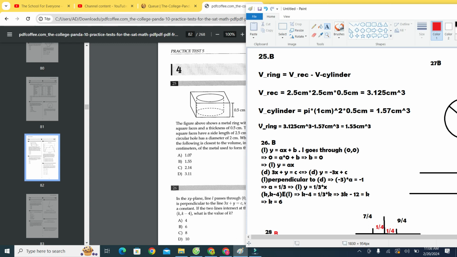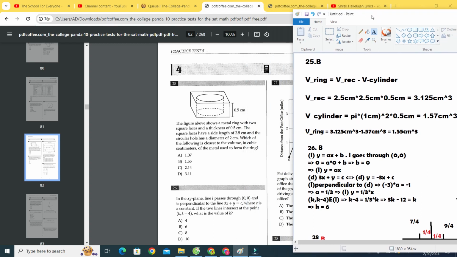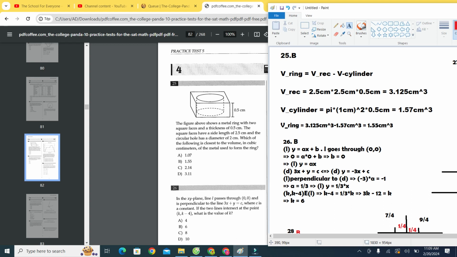To calculate the volume of the ring, we can see that the volume of the ring is actually the volume of the rectangle minus the volume of the cylinder. So we have to calculate the volume of the rectangle first, and then subtract away from it the volume of the cylinder. Okay. So first of all, let's calculate the volume of the rectangle.